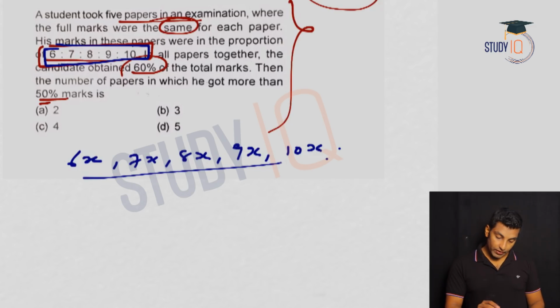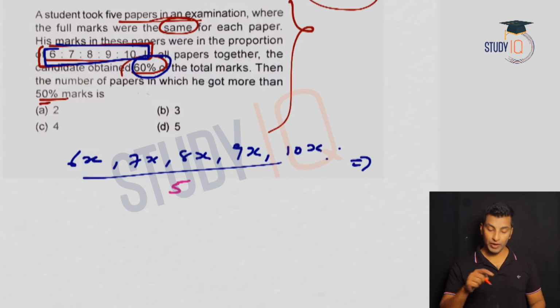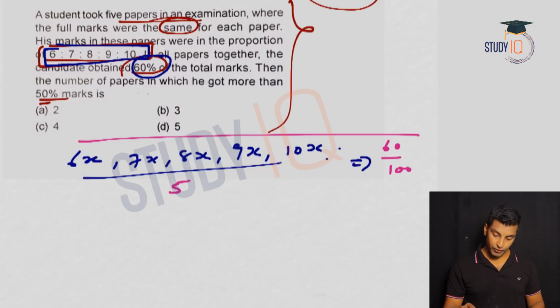Now what is given? The candidate obtained 60% of the total mark. So the average is actually given as 60. You can write it as the sum divided by 5, for 5 subjects, which is equal to 60 by 100. Since this is given in percentage, we need to write 60 by 100. I hope this is clear for all of you.